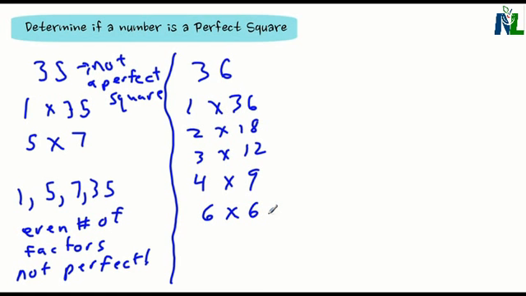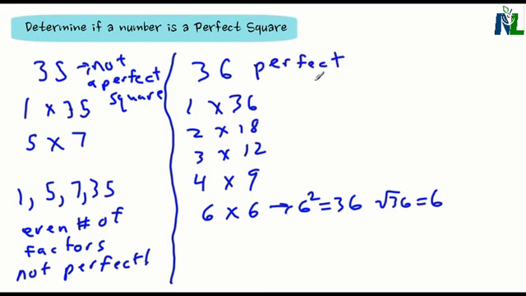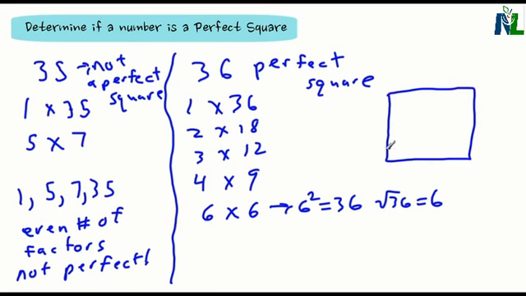So right away, when I see 6 times 6, I know that I have a perfect square. This tells me that I have 6 squared is equal to 36. So the square root of 36 is equal to a nice whole number. Whenever I can take the square root of a number and get a whole number, I know I am a perfect square. So 36 is a perfect square, or a square number. Whenever I have a perfect square, I know I can draw a square and have nice whole number side lengths like that.